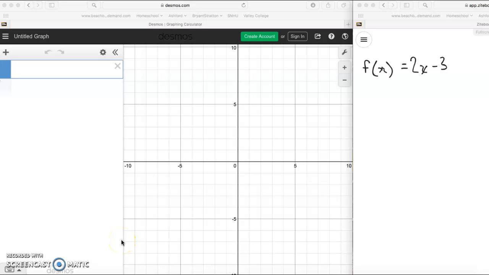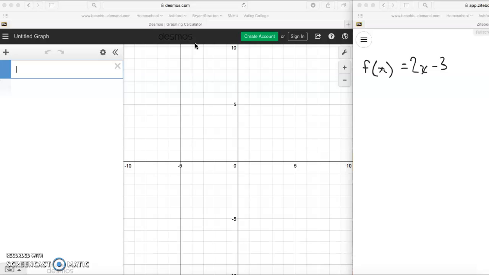Hi, let's take a look at finding the domain and range of some given functions. One of the easiest ways that you can do that is actually looking at your graph visually. Today I have pulled up Desmos.com, and you can just Google Desmos. That's a great graphing utility. It's free, it's online. There are lots of free online graphers. This is just one of them.